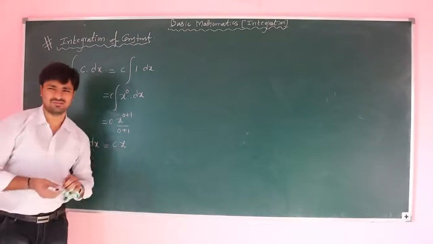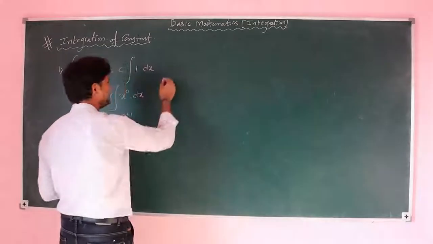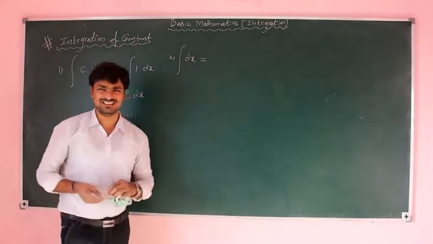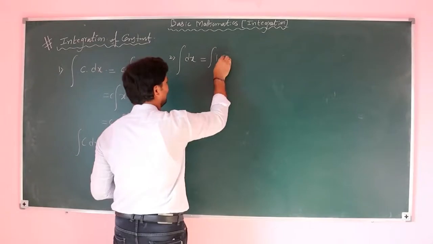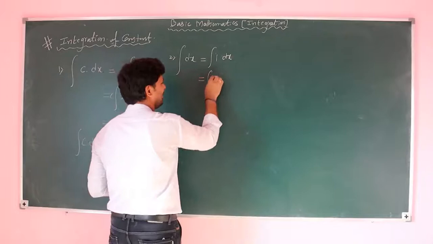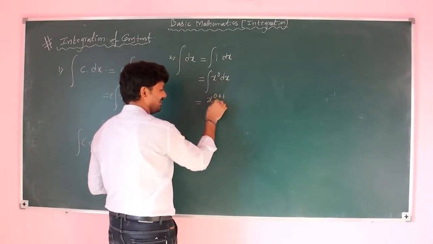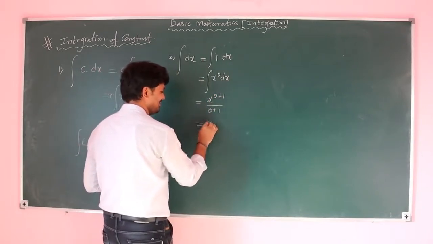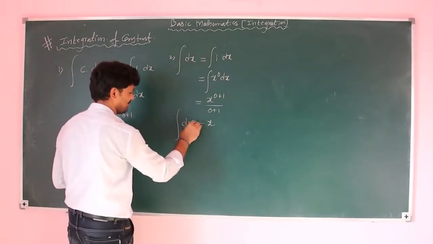You are getting the sum of the value x only. If there is no constant, for example, if we have only integral dx, then what do we have to take? 1 into dx. 1 is x power 0 into dx. X power 0 means x power n, so x power n plus 1 by n plus 1 is simply x. So the value of integral dx is x.